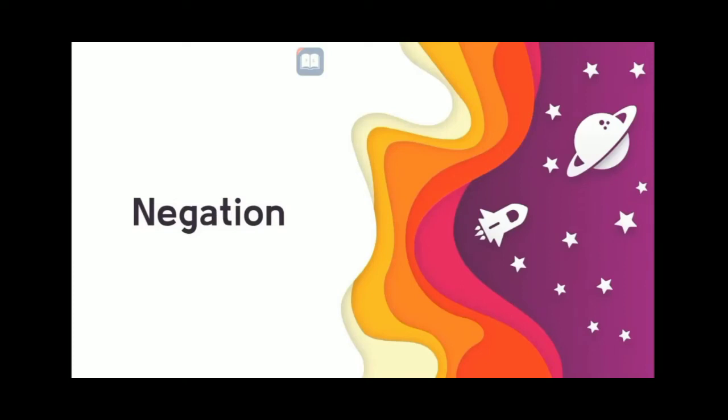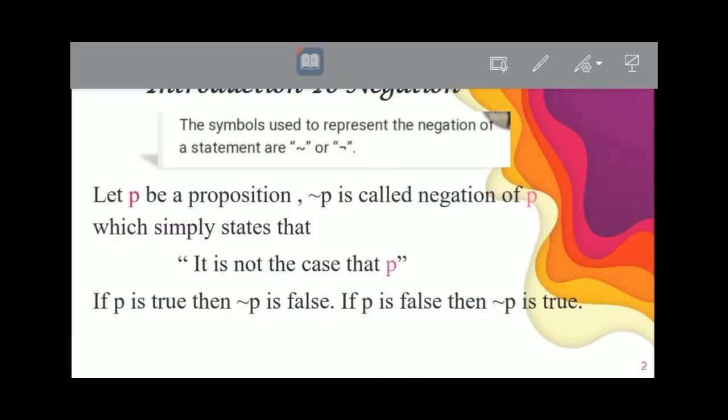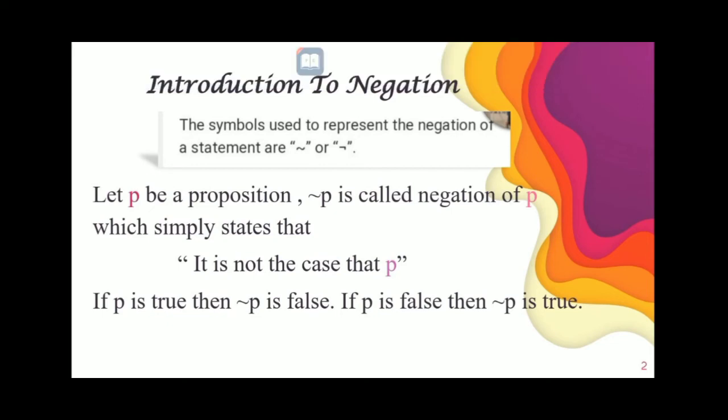Good day. Another modern approach to axiomatic is negation. In mathematics, it is basically a negation of the statement that is opposite to the mathematical statement. So let P be a proposition or a statement. The negation of the statement is represented by this symbol.